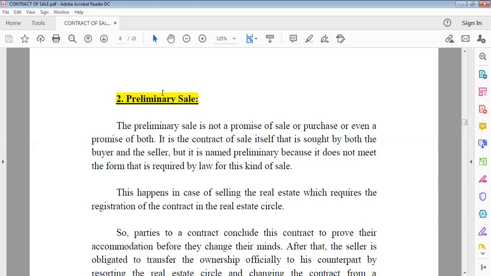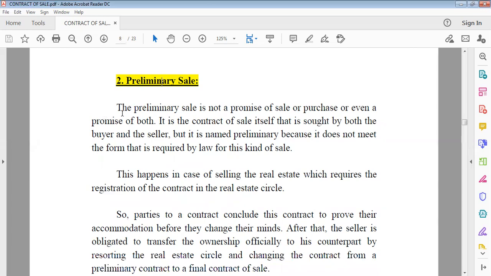فهذه الصورة اللي هي الصورة الثانية اللي اسمها preliminary sale، عقد البيع الابتدائي بنسميه. تعال نشوف ايش المقصود فيه. The preliminary sale is not a promise of sale or purchase or even a promise of both. هو مش وعد بالبيع. It is a contract of sale itself. هي عبارة عن عقد البيع نفسه.